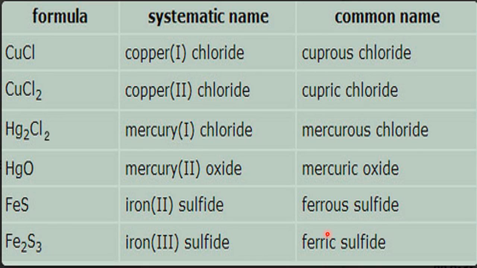Normally, the lower state is named with the suffix -ous: ferrous, cuprous, mercurous, stannous, like that. The higher oxidation state is named with the suffix -ic: ferric, cupric, mercuric, stannic, etc. So for higher oxidation state, -ic is the suffix; for lower oxidation state, -ous is the suffix. So using this notation, we write in the examination. This is rarely asked, but let us practice.